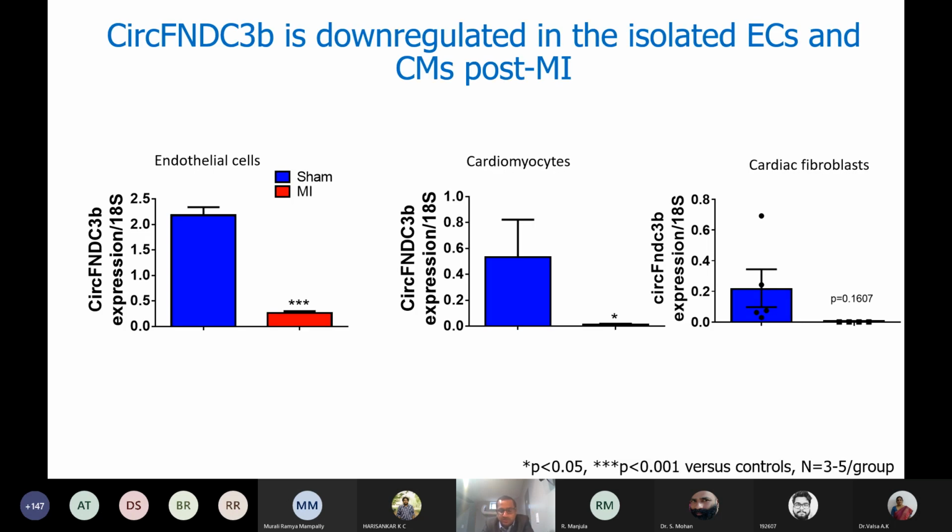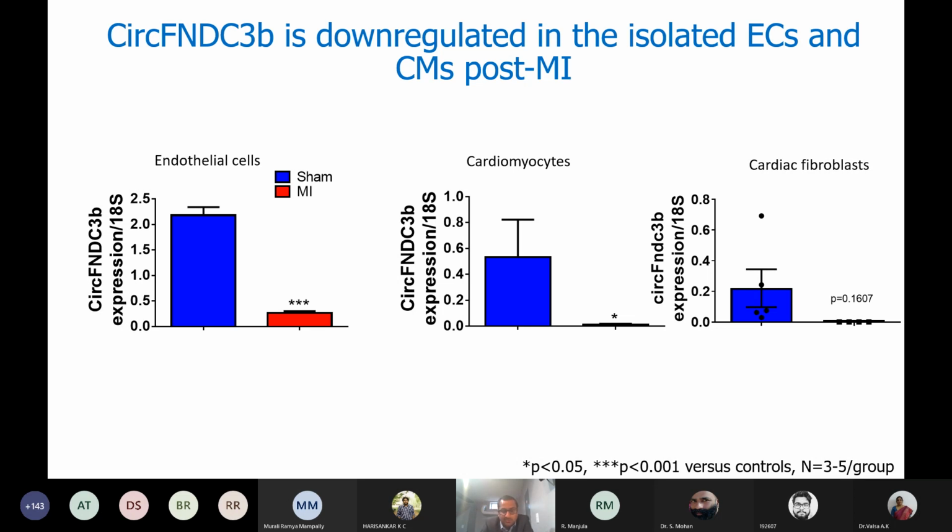So we asked the next question: we isolated RNA from the whole heart. Does it have to do with any cell-specific expression? We wanted to go with a cell-specific delivery. For example, if the circular RNA is downregulated only in a particular cell type, we can use viral vector-mediated delivery so that we can specifically deliver them to that specific cell type.